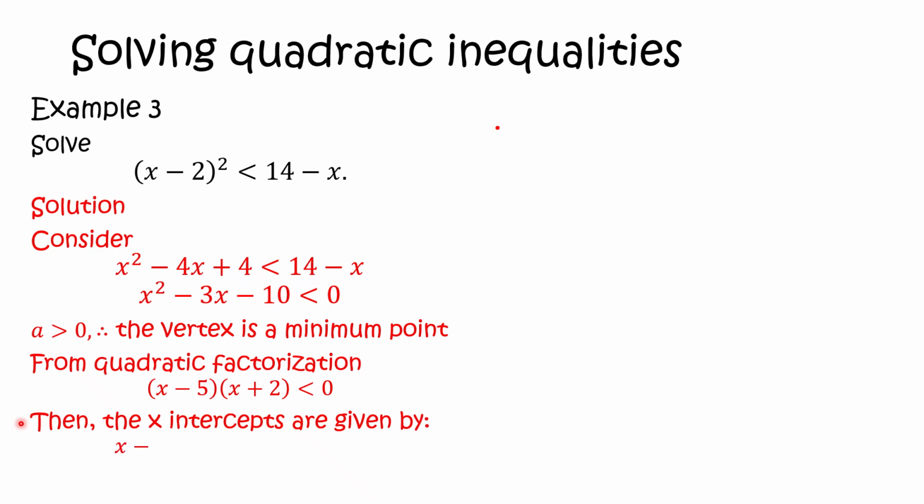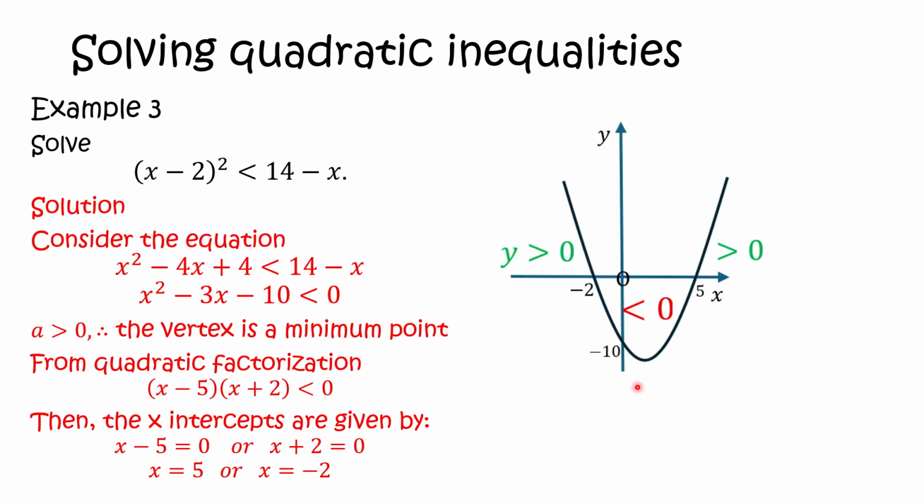Then for the x-intercepts, we get x minus 5 is equal to 0 or x plus 2 is equal to 0, so that we have x equals 5 or x equals minus 2 as our intercepts. Then our graph will be of that nature over here. For values that are less than minus 2, the curve has positive values, and for values that are more than 5, the curve has positive values as well. Meaning that in between minus 2 and 5, we are going to get values that are less than 0.